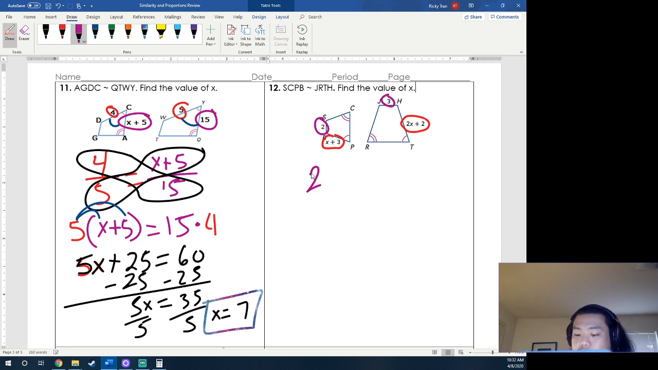So we're going to start with 2 over 3. It's too big, make it smaller. 2 over 3 is equal to, again, 2 matches with x plus 3, and 3 matches with 2x plus 2. So 2 and x plus 3 will be on top, and at the bottom is 2x plus 2.